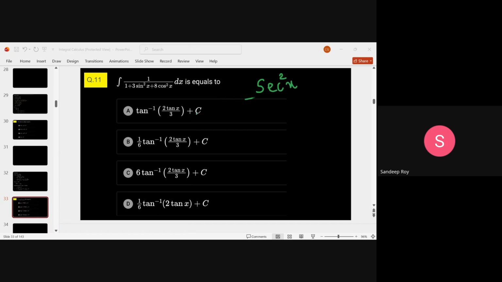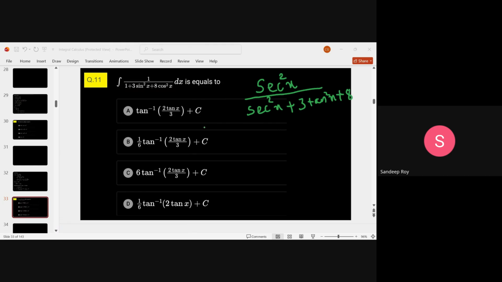Secant square x divided by the denominator part, which will again be secant square x, plus 3 into tan square x, and then we have plus 8. That is the denominator part.